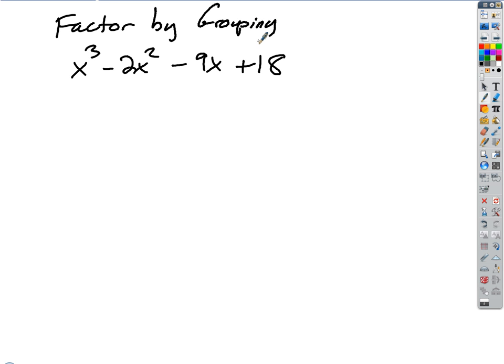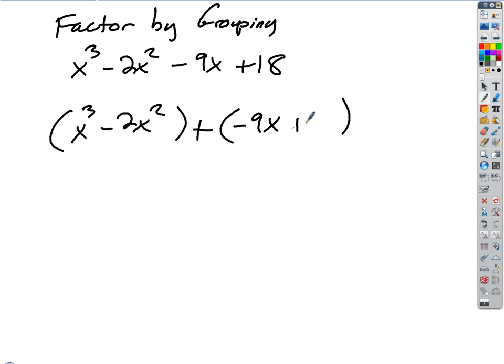And here's all we do. When we factor by grouping, we're literally just going to make a group for the first 2 terms and a group for the second 2 terms. And we're just going to follow a pattern. So the first 2 terms are just x cubed minus 2x squared. The second 2 terms are negative 9x plus 18. And you might remember how we did this. Our goal here was to factor out the greatest common factor. What is the greatest common factor of the first group?